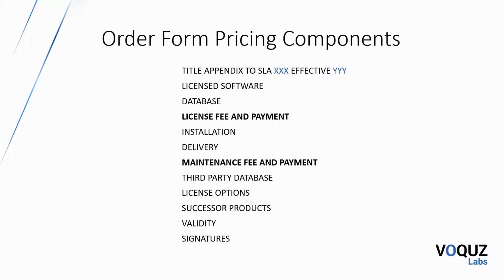Order forms themselves are of course one of the primary sources of pricing information within the contract. Each order form will have various different sections and information contained within. You of course have the licensed software and the database component if that's been purchased, and you'll have the main pricing components in there, which will be the license fee and payment and the maintenance fee and payment. Of course, the maintenance fees for the software licensed is linked to the net license fee payable for that software.